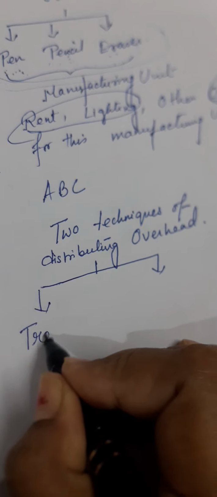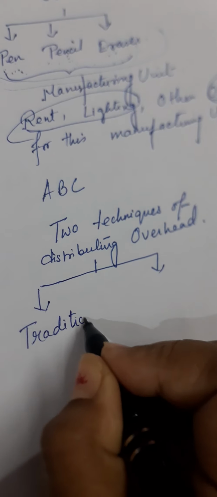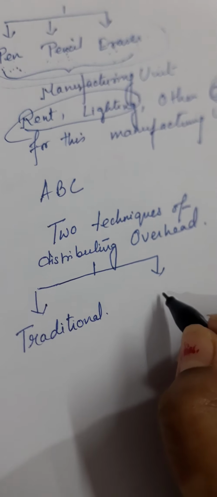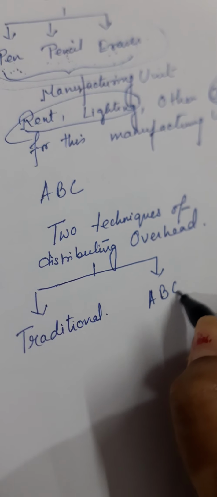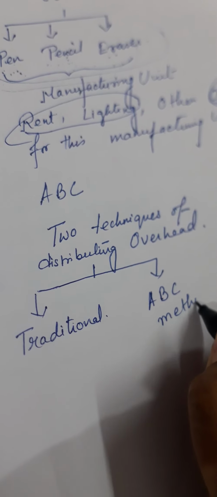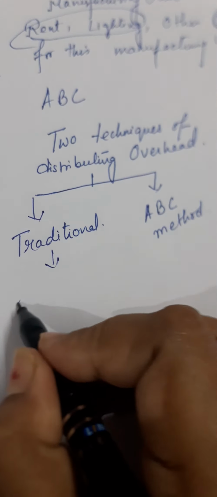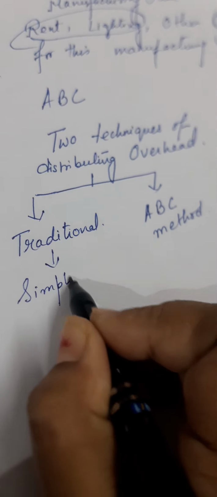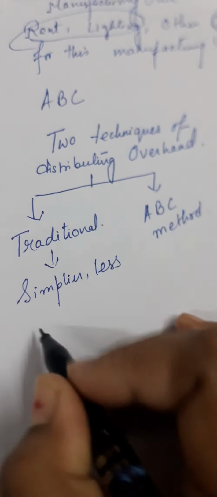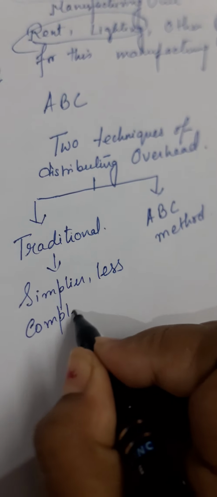One is the traditional method that we had done in the chapter on overhead in the earlier semester. Another is the activity based costing method. What is the difference between these methods? The difference between these two methods is that the traditional one is simpler, less complex, but unscientific.